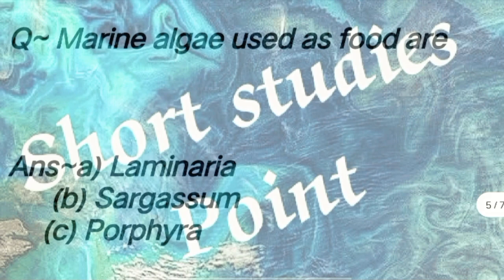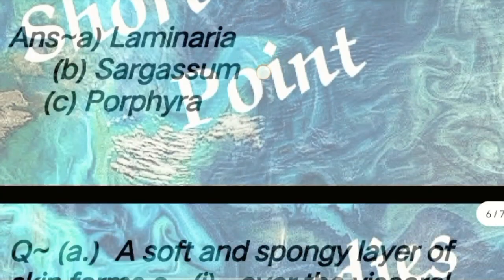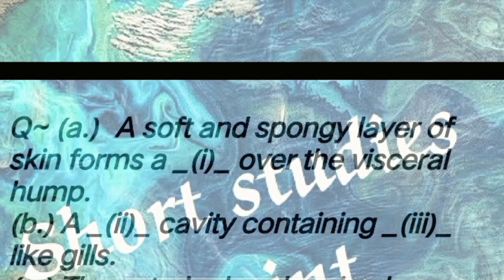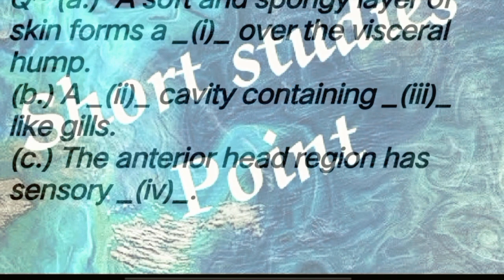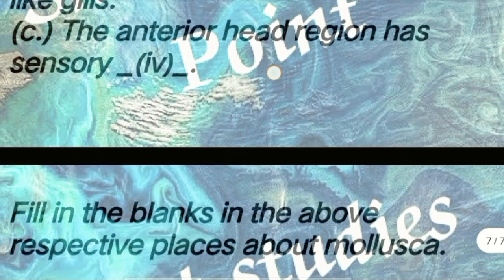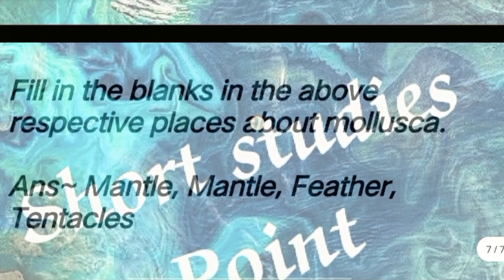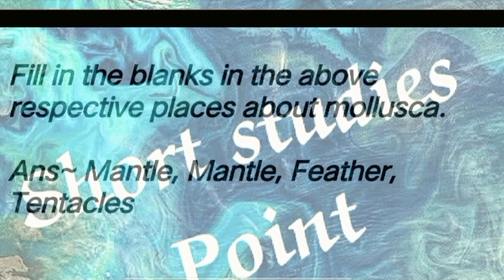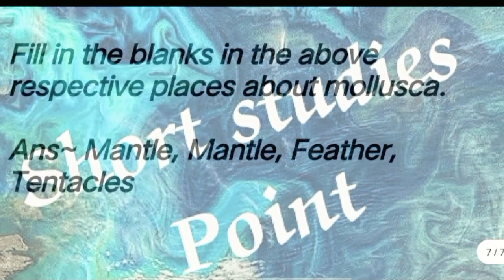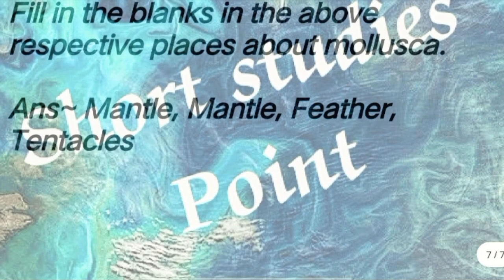Next question: Marine algae used as food are? Answer: Laminaria, Sargassum, Porphyra. Next question: A soft spongy layer of skin forms a dash over the visceral hump. Answer: A dash cavity containing dash-like gills. C: The anterior head region has sensory dash. Give all four blanks. Answer: First blank mantle, second blank mantle, third blank feather, and fourth tentacles.